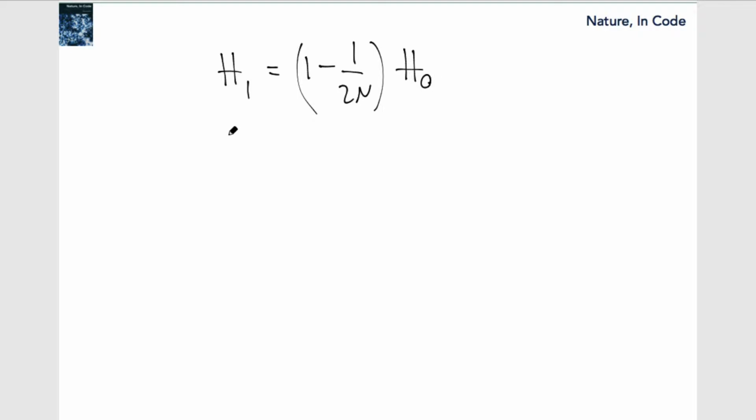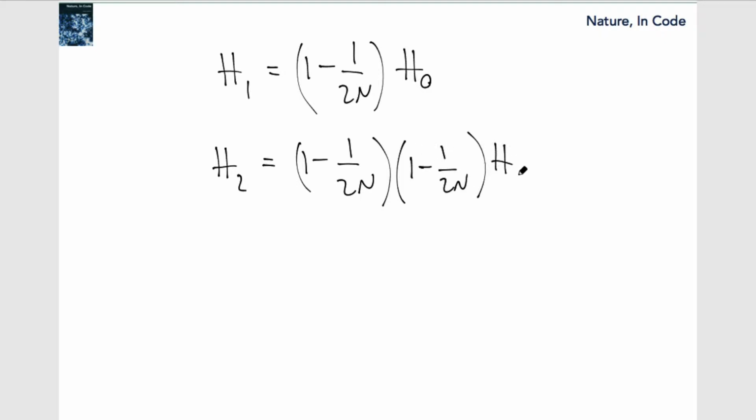So we can ask ourselves, okay, what's going to happen then in the next generation, at generation 2? Well, of course, it's going to be the exact same thing. It's 1 minus 1 over 2n times what we had before, and before we had H1. However, I've just established what H1 is here, so I can express that in terms of H0 as well. So I'm just going to get rid of H1 here, and I'm basically just going to replace it with 1 minus 1 over 2n times H0.